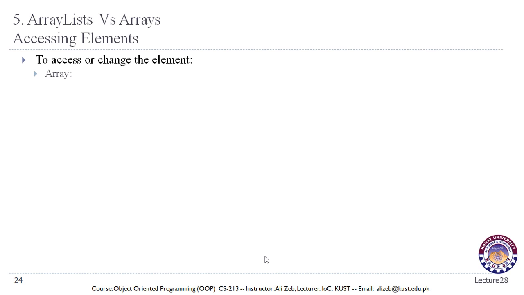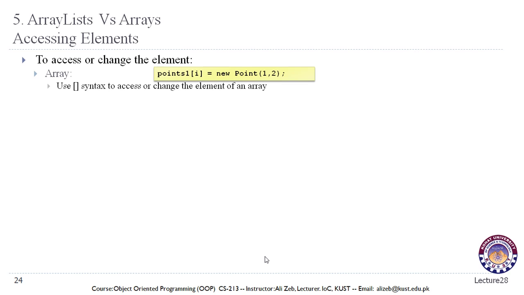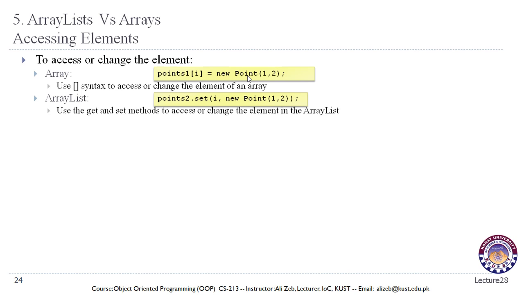Accessing the elements. To access or change an element in an array, we use the array syntax. For example, we provide the index position of the array element in these square brackets to set that to a new point. In array list, we use the get and set methods to access or change the element in the array list. So we can change the element at any position in our array list by passing the position of that element and the new value of the element.